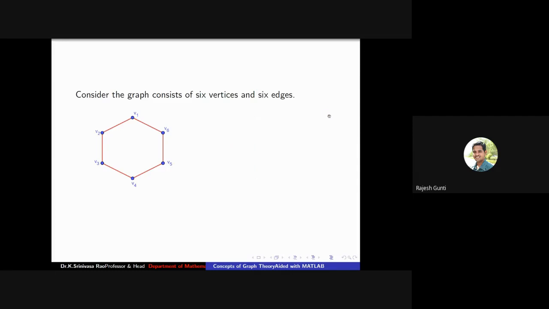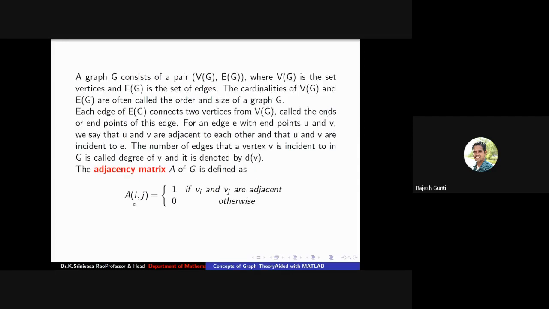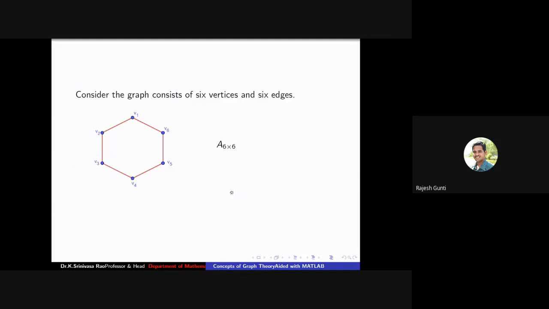The definition is here: the i-th row, j-th column element is 1 if Vi is adjacent to Vj. First row, second column element is 1 because there is an edge from V1 to V2. First row, sixth column element is 1 because there is an edge from V1 to V6.